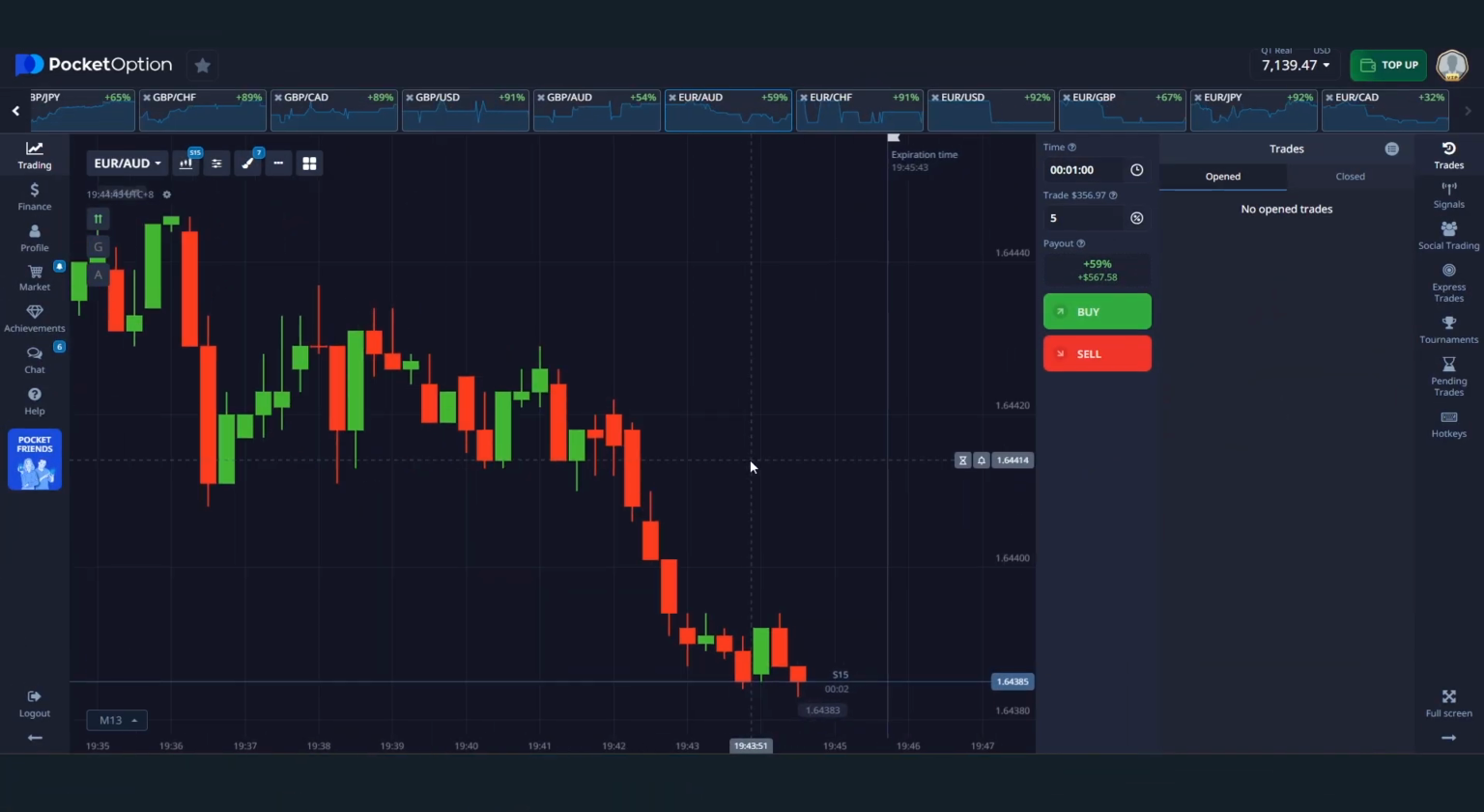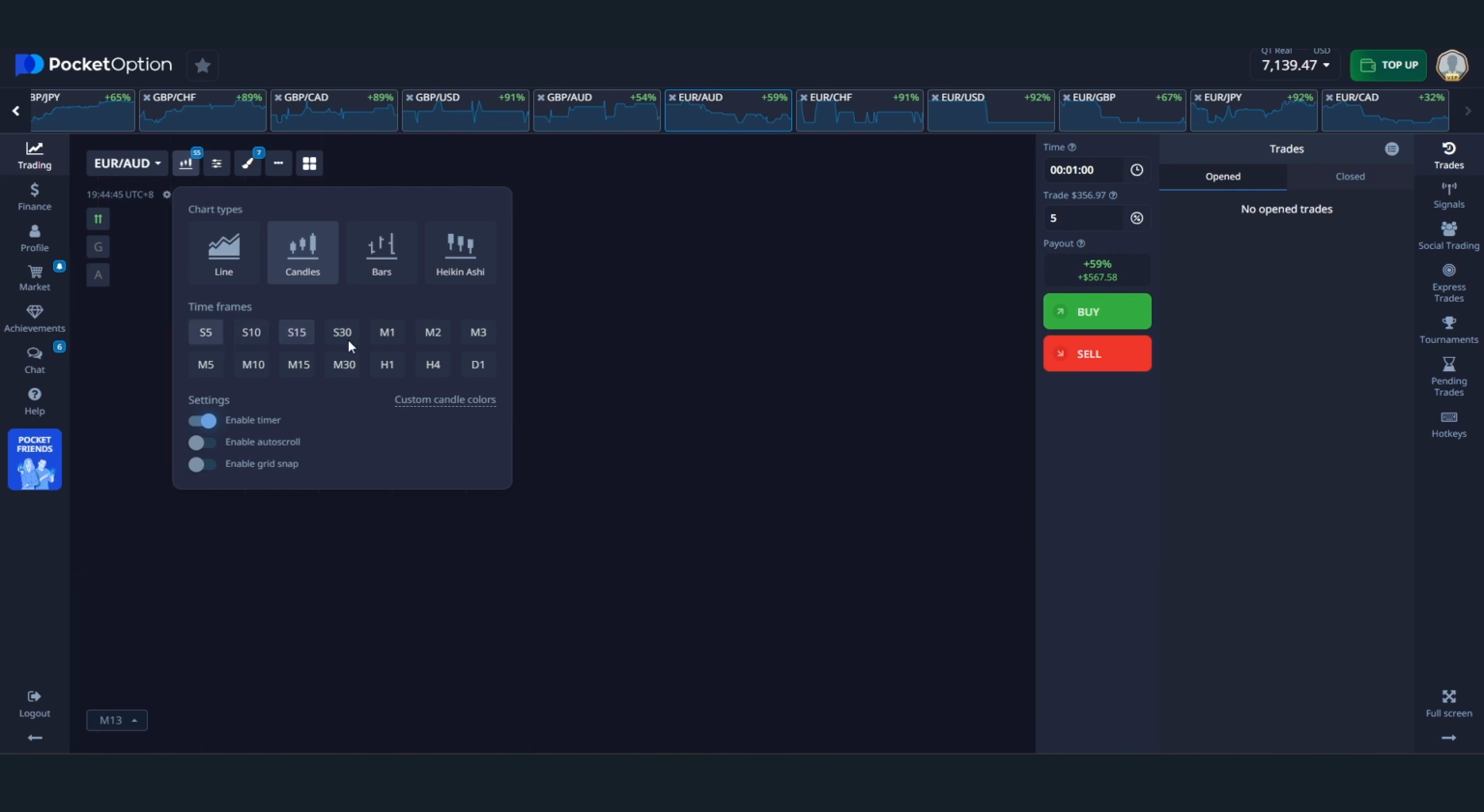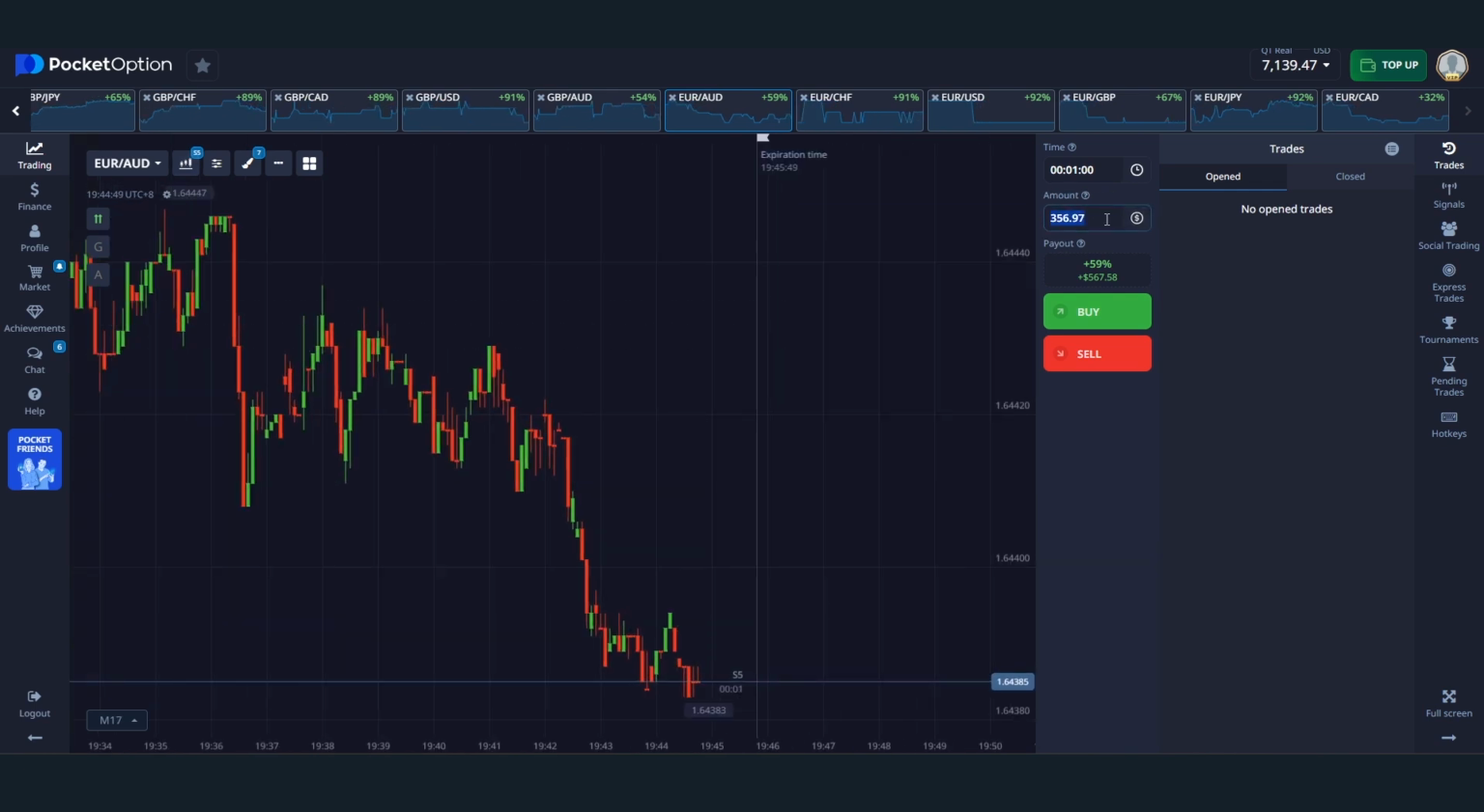The next point is self-analysis. Let's break it down in practice. Here I am setting up a situation like a beginner. For example, I want to open a trade for $400. That's 5.5%, okay? I want to open a trade for 1 minute.